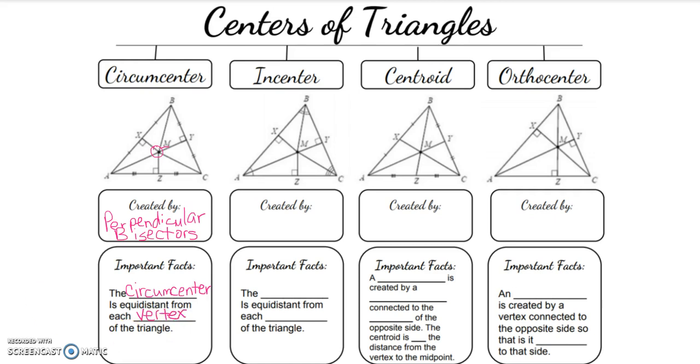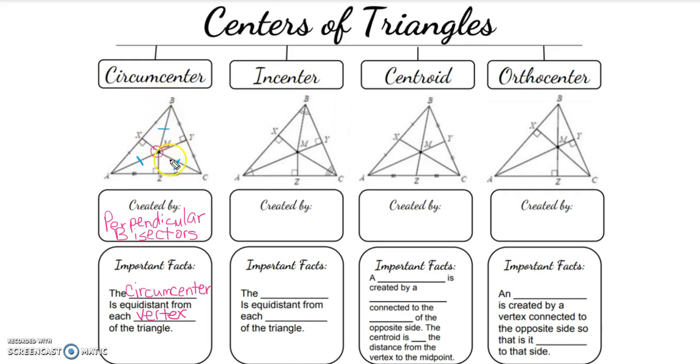Now, what does that mean? It's equidistant from the vertex of each triangle. That means when I go from point M to point A, that's the same length as going from point M to point C, and that's the same length as going from M to B. So all of these lengths that go from the circumcenter to the vertex are the same.